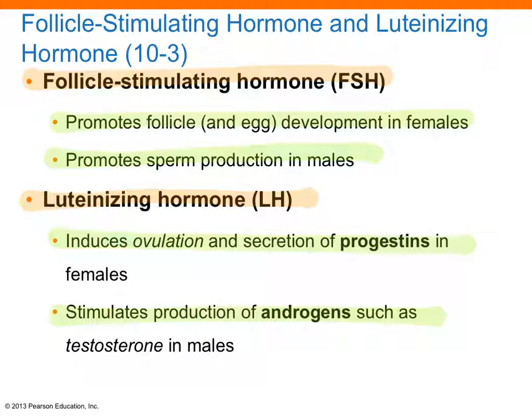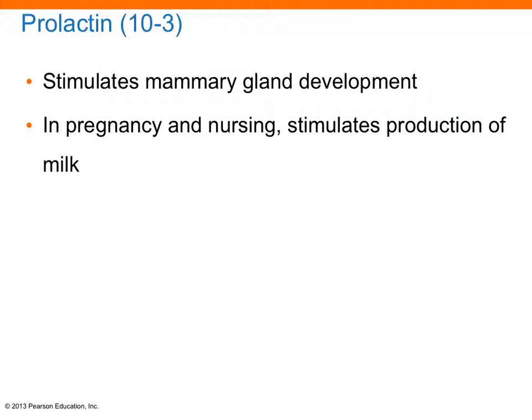Next we have follicle stimulating hormone and luteinizing hormone. Follicle stimulating hormone promotes the follicle and egg development in females and promotes sperm production in males. Luteinizing hormone induces ovulation and secretion of progestins in females, and it stimulates the production of androgens such as testosterone in males. Prolactin is the hormone that stimulates the mammary gland to produce milk in nursing mothers, and actually mammary gland development itself.